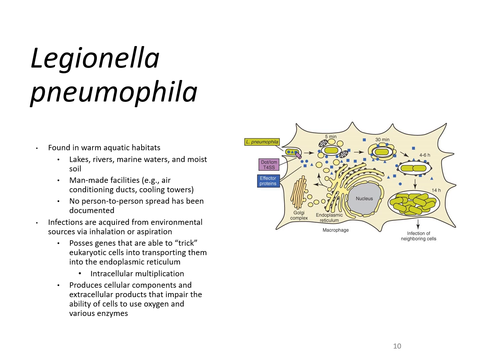You can see an image here where the organism goes in, it replicates, and then it comes out of that cell. At about 14 hours it has really multiplied. It also produces cellular components and extracellular products that impair the cell's ability to use oxygen or enzymes, so it causes problems for any of the cells that it enters into.